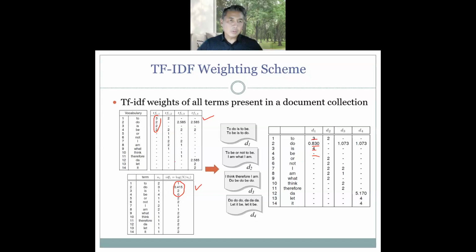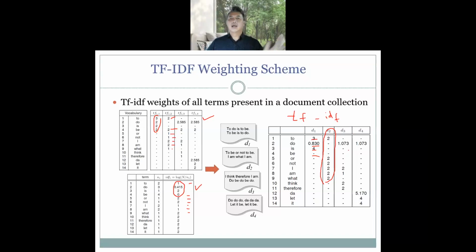Okay, and you do it again for this 1, 2, 3, 4, 5, 6, 7. You multiply with this 1, 2, 3, 4, 5, 6, 7. Then you get this. Okay, so this is your TF-IDF. So this is the document representation that you will be using to perform the ranking later on.